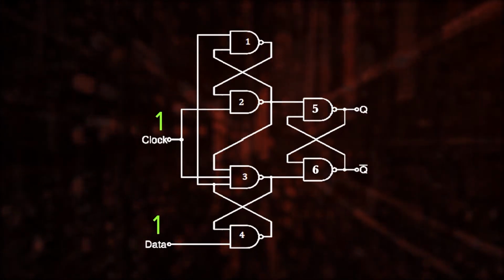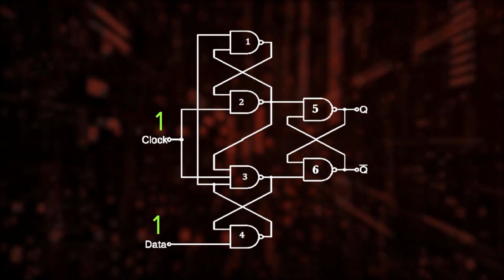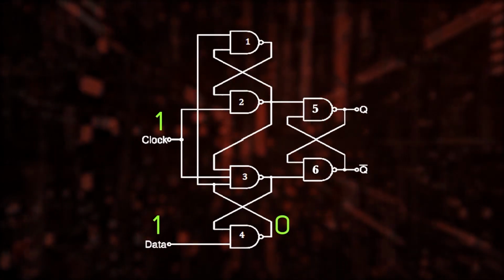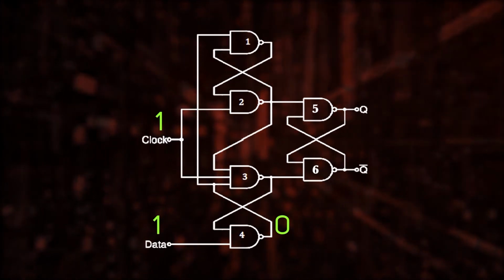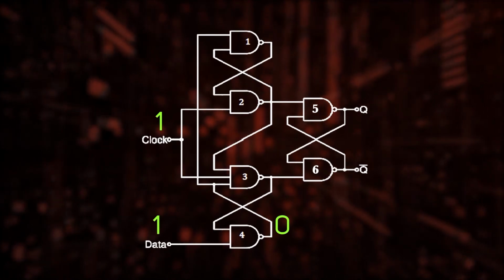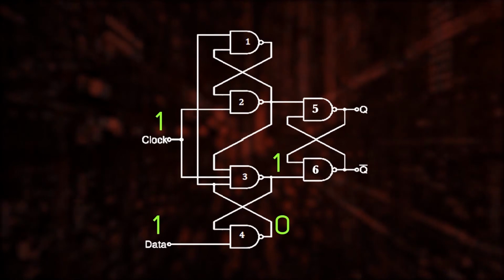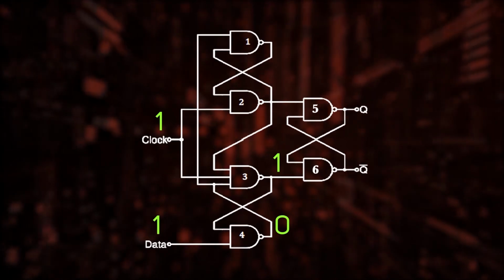Since inputs to the NAND gates are 1, the output of the fourth NAND gate will be 0. Now, this 0 will be fed as an input to the third gate. Since the value is 0, it will definitely produce a 1 as its output. That means the R input to the SR latch has the value 1.